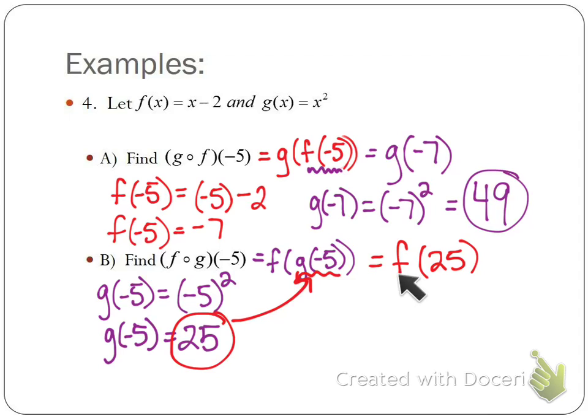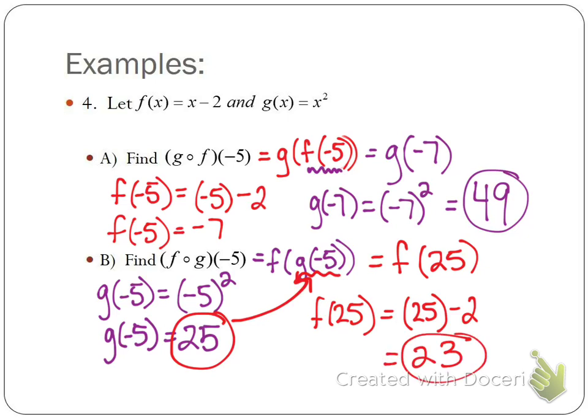Okay, we're left with F, so we need to rewrite the F function. Yep, so F of 25 is going to be 25 minus 2. Do I really need those parentheses? No, I only use them so that I remember that I'm just putting a blank for the x and plugging something in there. What is 25 minus 2? 23, so that is our answer.